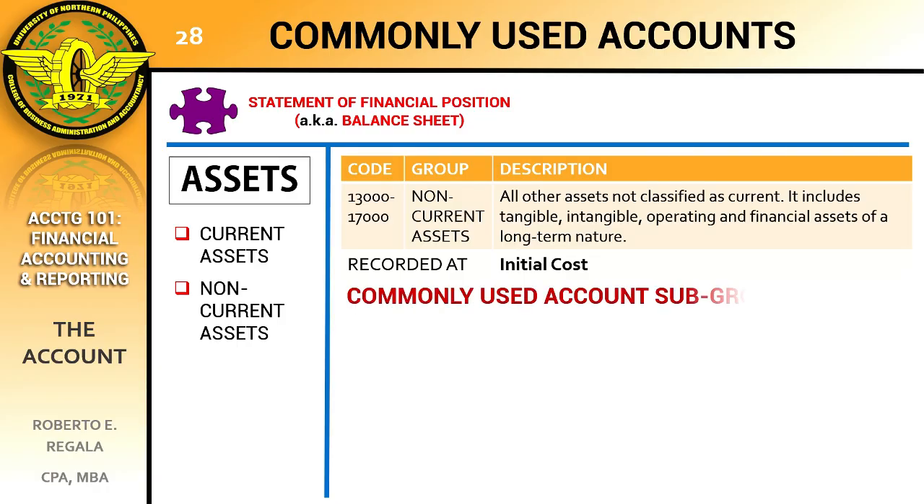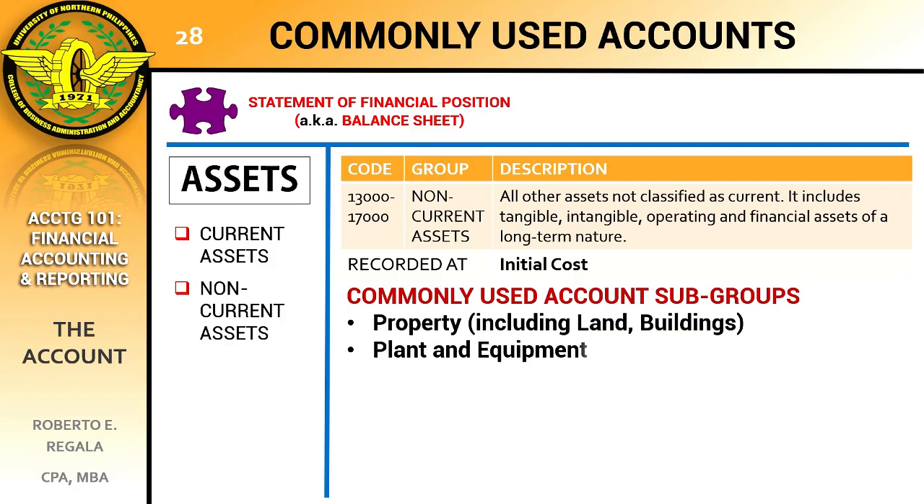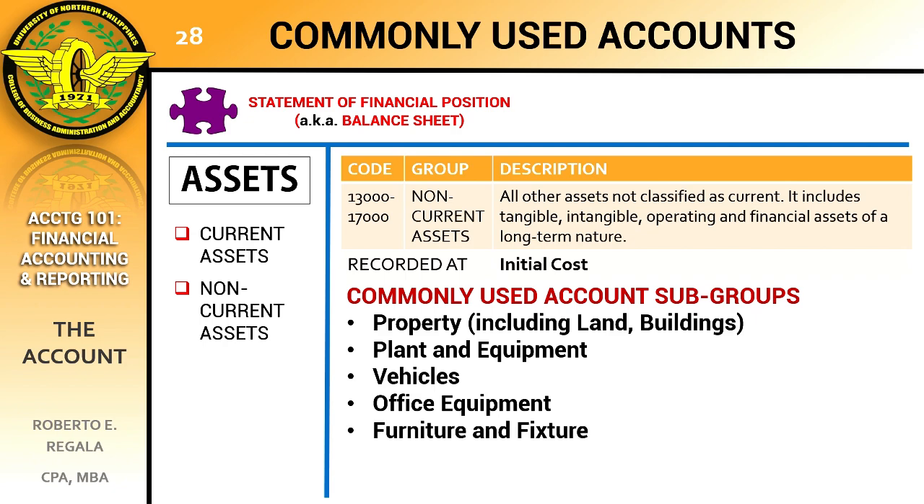Here are some commonly known account subgroups of non-current asset. Property, like land and buildings that the company owns. Plant and equipment, like machinery and production gear. Vehicles, such as company-owned cars and trucks. Furniture and fixtures, like office equipment and furniture.